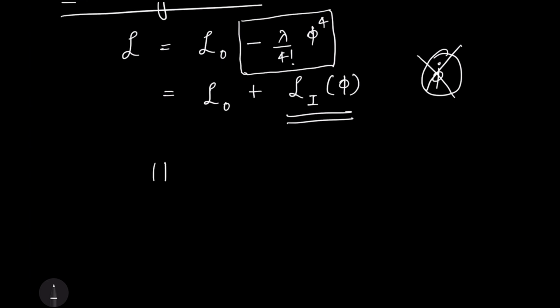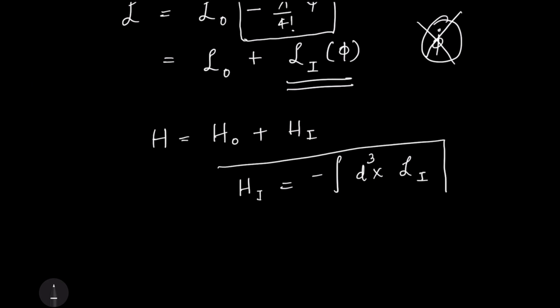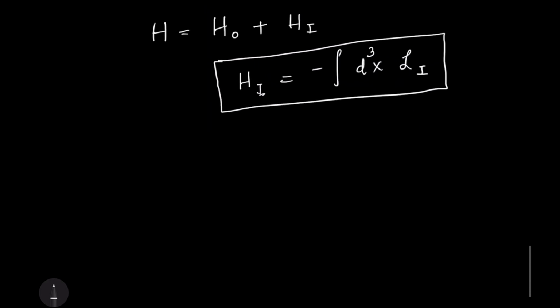Therefore, the Hamiltonian can be written as the free theory Hamiltonian plus the interacting Hamiltonian. Okay, and the interacting Hamiltonian can be directly written as the integral of d^3x of the Lagrangian of interaction, because there are no derivatives of phi involved. Therefore, I can directly write the interacting Hamiltonian from the interacting Lagrangian density. Okay.